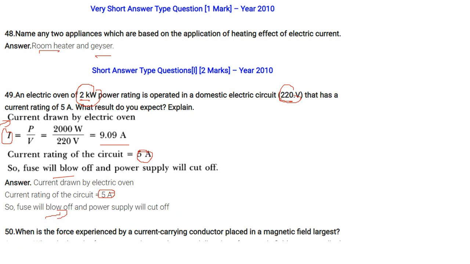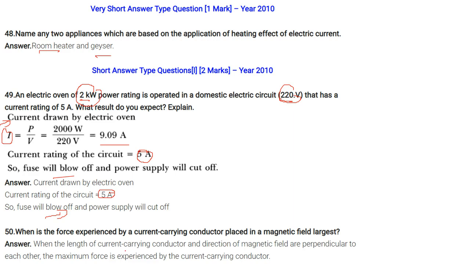When is the force experienced by a current carrying conductor placed in a magnetic field largest? When the length of the current carrying conductor and the direction of the magnetic field are perpendicular to each other, the maximum force is experienced by the current carrying conductor.